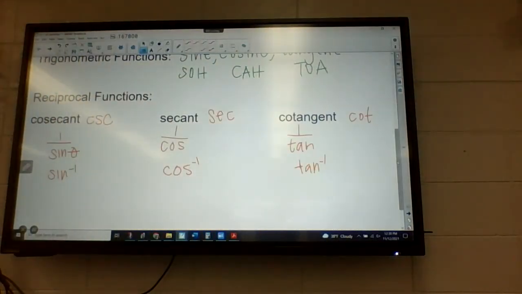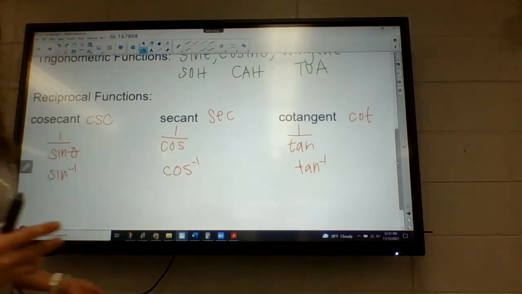So instead of doing the 1 over sine of the angle, we're just doing the sine and then the angle. Yeah, you would. Like if you were trying to do the secant of an angle, you would do the inverse cosine.